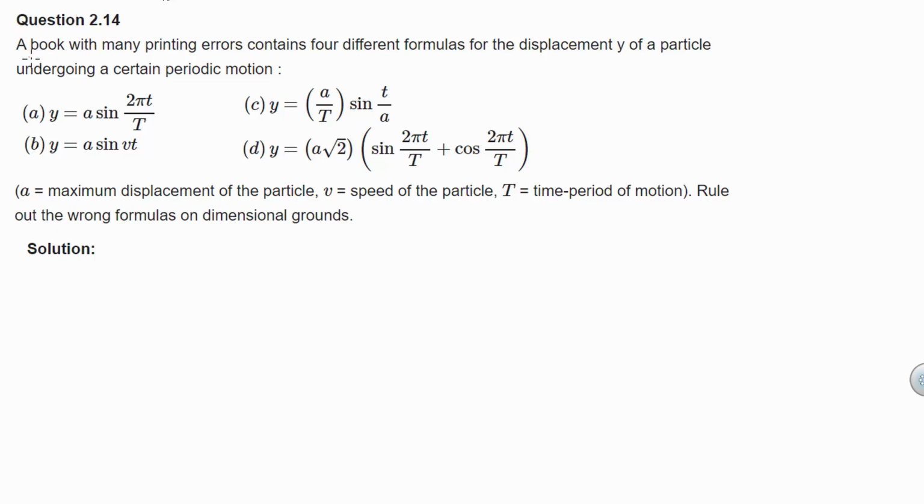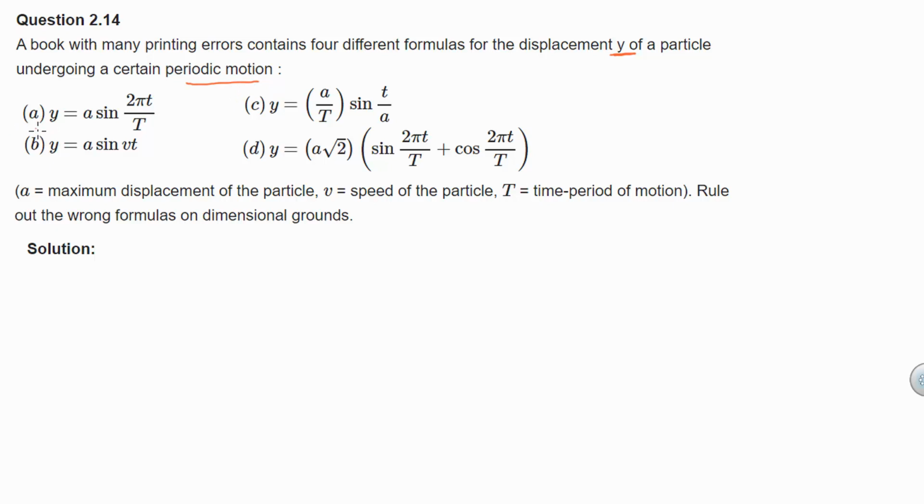Let us now look at our question. Our question states that a book with many printing errors contains 4 different formulas for the displacement y of a particle undergoing a certain periodic motion.